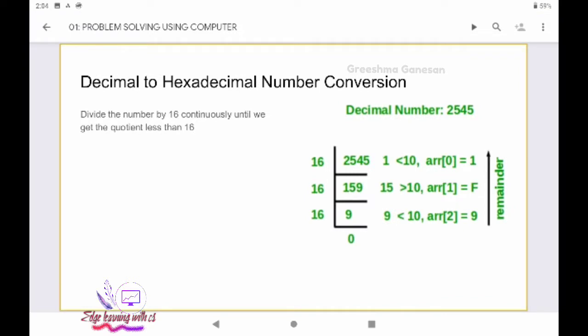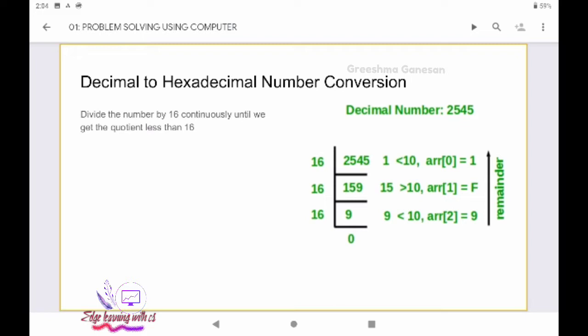So our next type of conversion is decimal to hexadecimal number conversion. In this case, what do we have to do? We have to divide the number by 16 continuously until we get a quotient less than 16. So let's have an example.